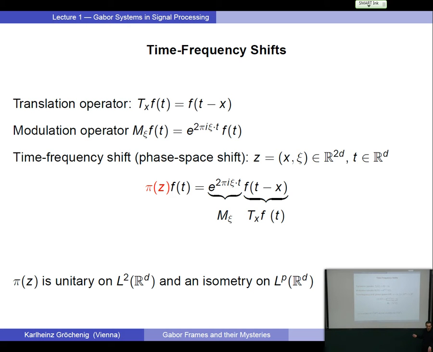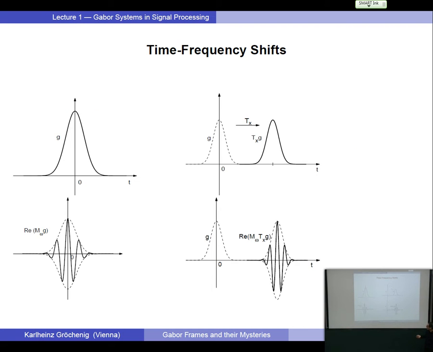Also, well, it's time frequency shifts, but for most applications it's more advantageous to write modulation before translation. So combining these in time and frequency into one point in time frequency space, one point z, we have time frequency shifts. So these are the main objects. Here you have a graphical illustration. Shift modulation amounts to adding oscillation, a controlled wave combination.